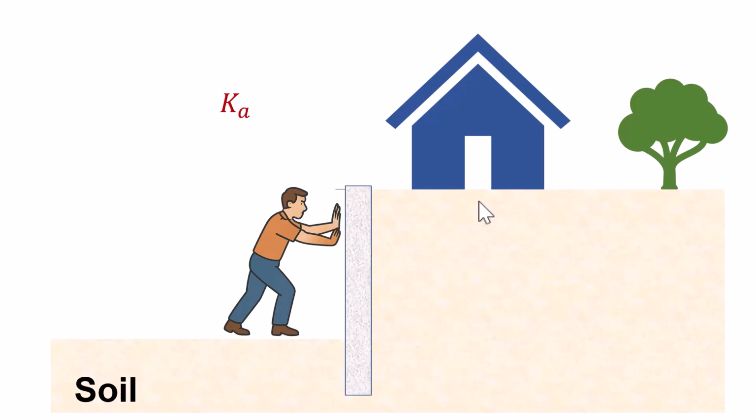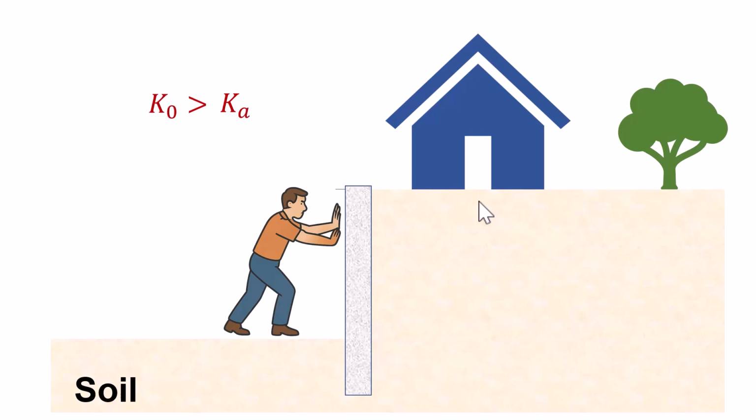If the wall is held in place without any movement, the soil is in a natural state of stress. The man now needs to apply a moderate amount of force to maintain equilibrium. This situation reflects the intermediate value of lateral earth pressure, or K0.